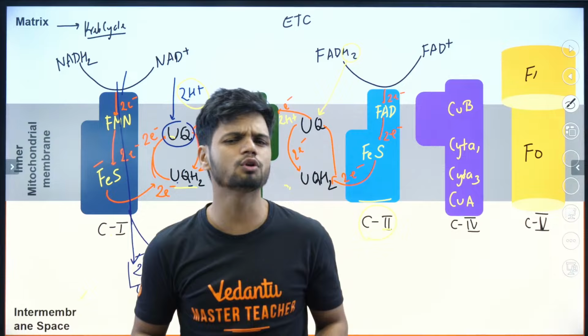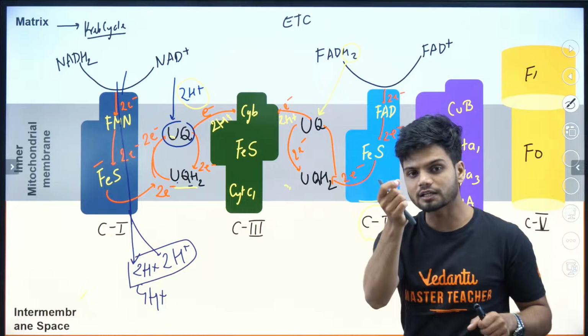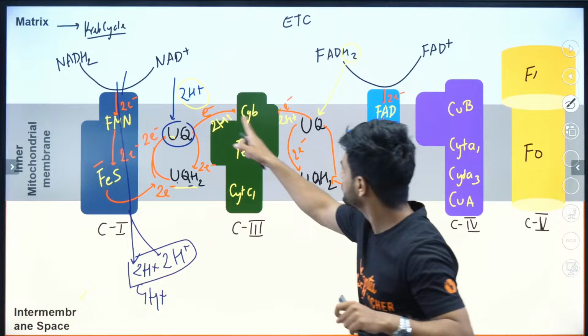Why are we sending only one electron? The answer is very simple. One electron is consumed in maintaining the cycle here. To maintain these two cycles, one electron is needed. Hence, only one electron is sent to your complex number 3. Amazing, all of you know that.